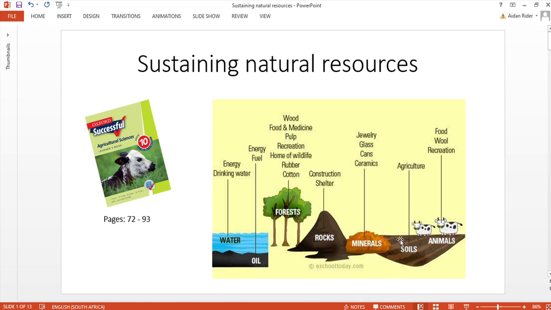And soils, primarily used in agriculture, we do need that to produce our crops for food. And then animals as well, we need land for them, for us to eat, to use as food, or for them to produce wool, like sheep. And some animals we can actually use for recreation, like pets.